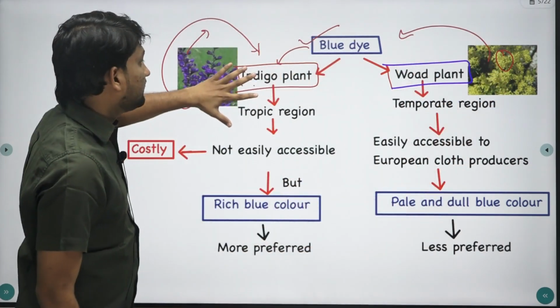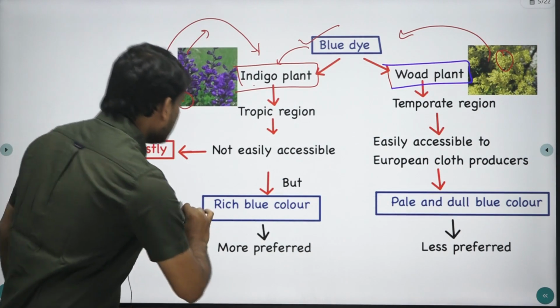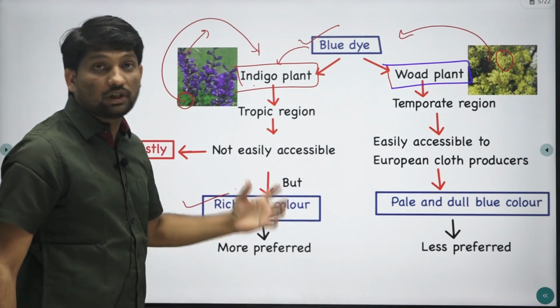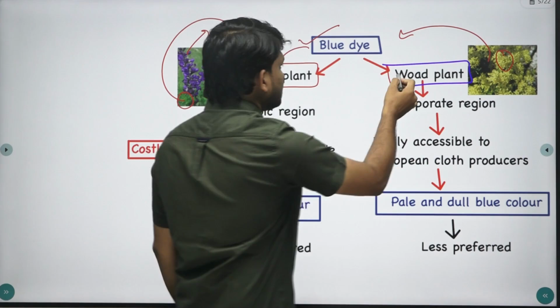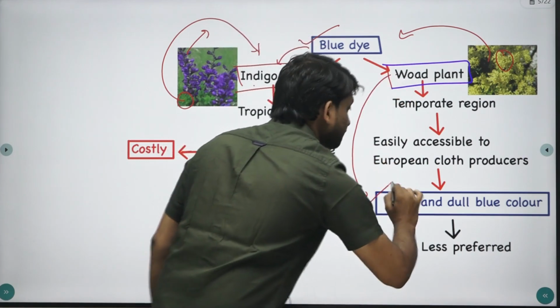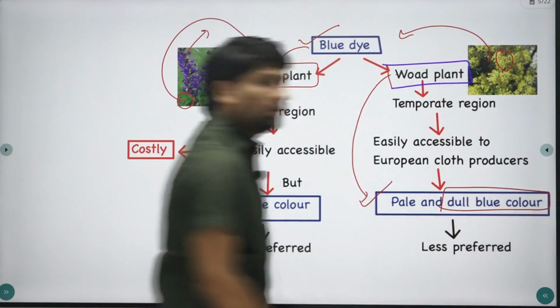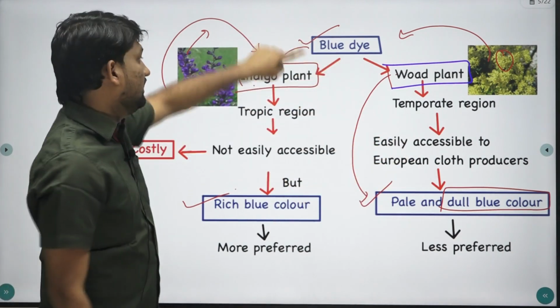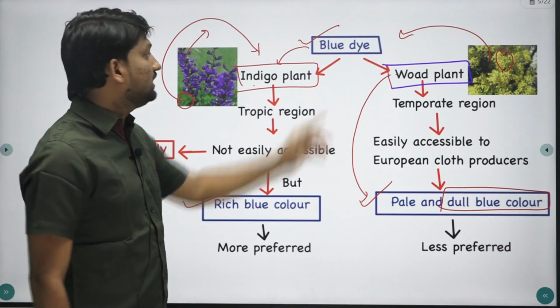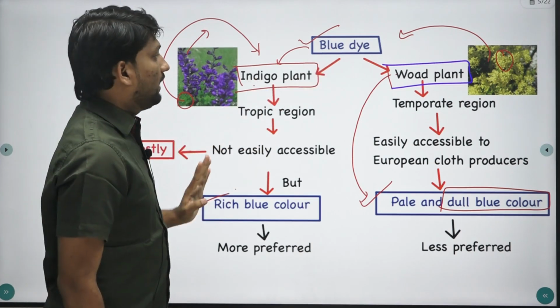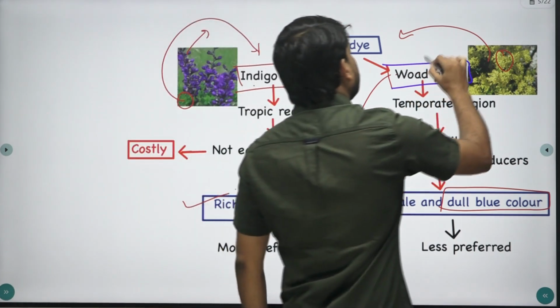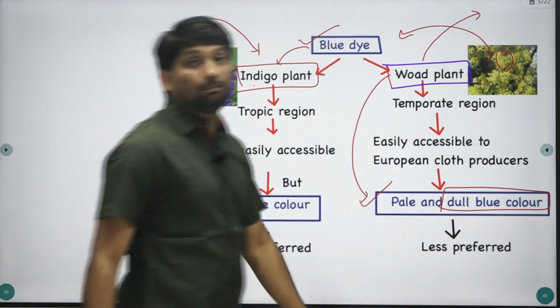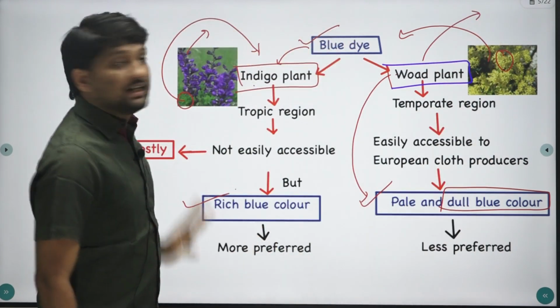If you consider the dye from the indigo plant, it was a rich blue color. The dye from the woad plant was a pale and dull blue color. So naturally the European cloth manufacturers preferred blue dye from indigo plants. Actually they also used the woad plant, but they mostly preferred the indigo plant.